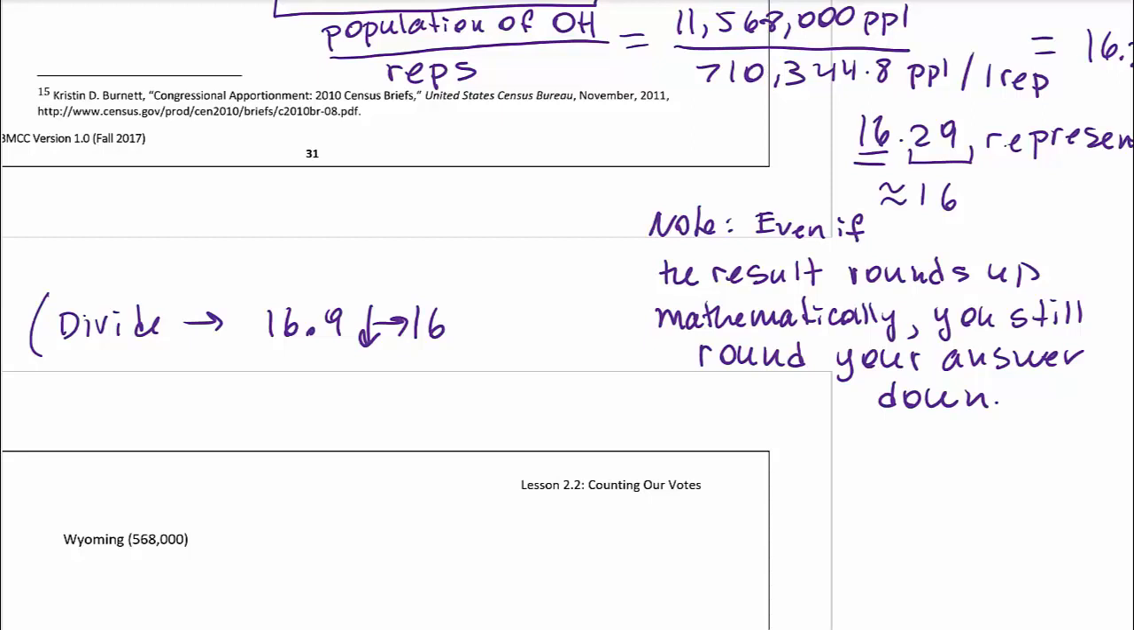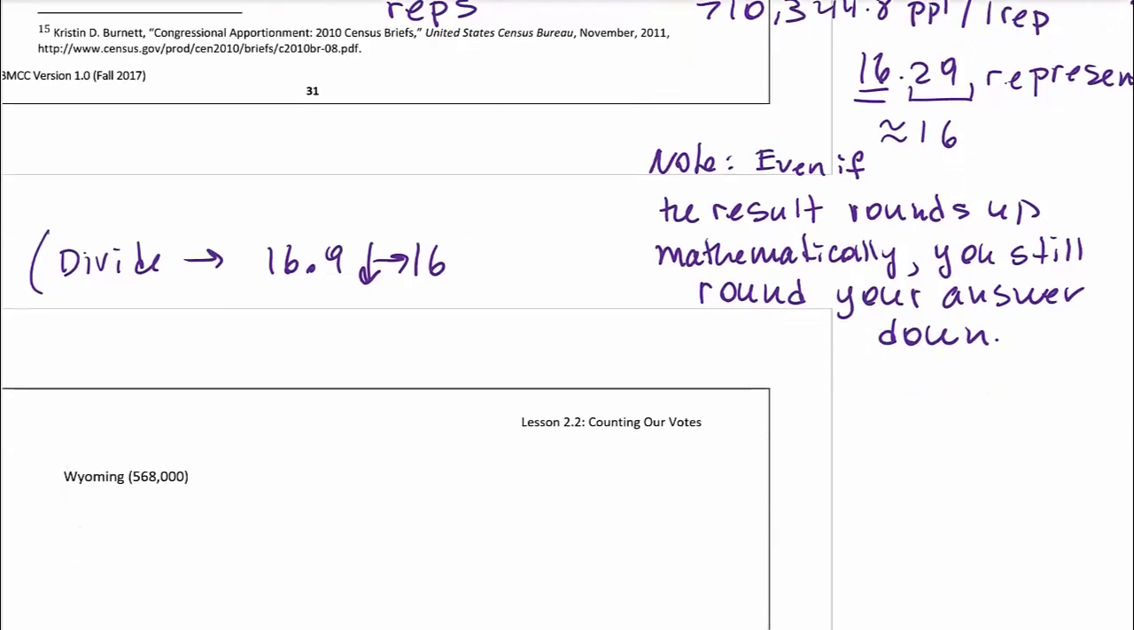You see what I'm saying? So when you're doing this calculation, and you will be asked to do this, whatever answer you get, just get rid of that decimal. Don't round it mathematically. Just get rid of that decimal and always round it down regardless. So the answer would be 16.